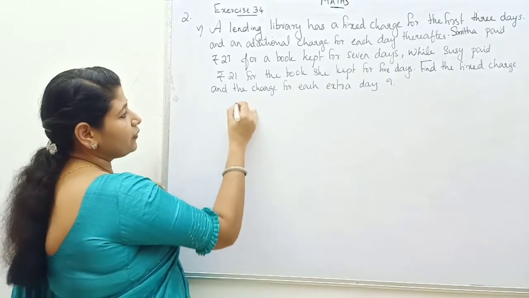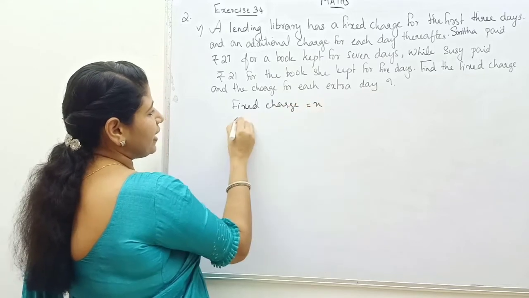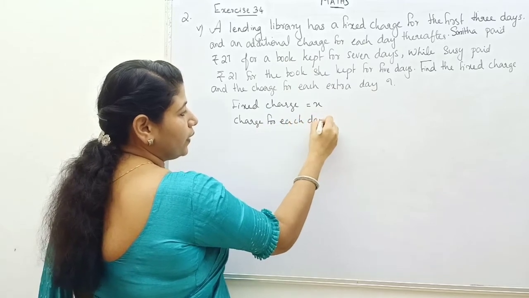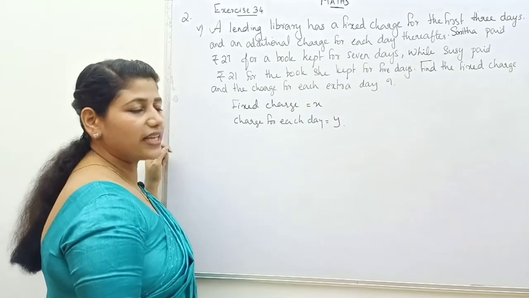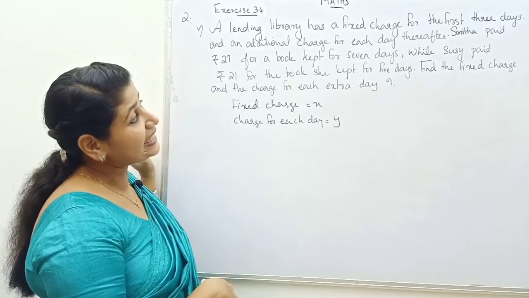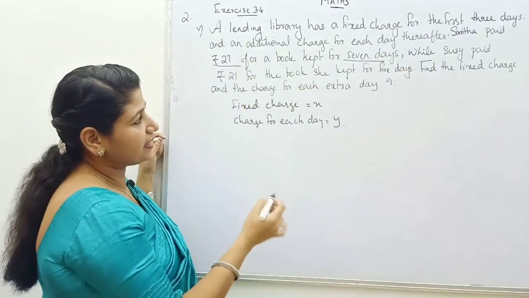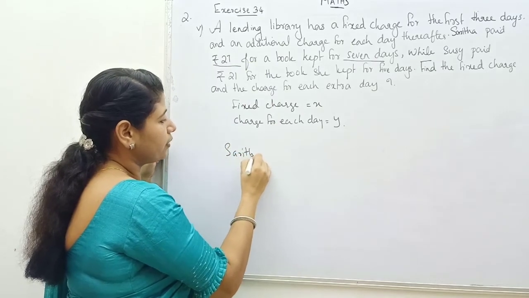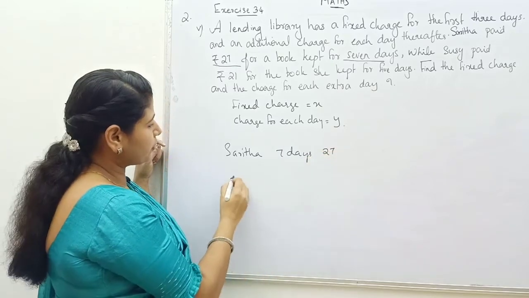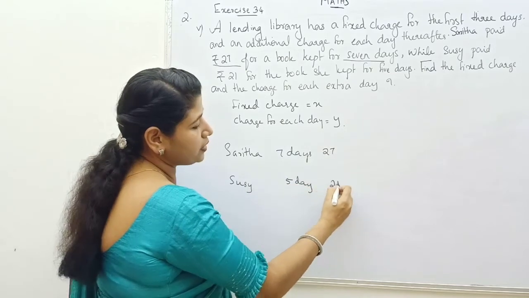So we can take the fixed charge as x and the charge for each day as y. The condition given is that Sarita took a book for 7 days and she paid 27 rupees. And what about Susie? Susie took the book for 5 days and she paid an amount of 21 rupees.